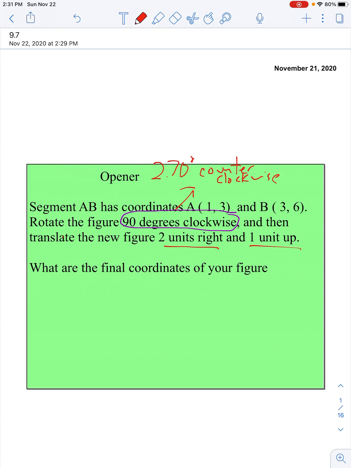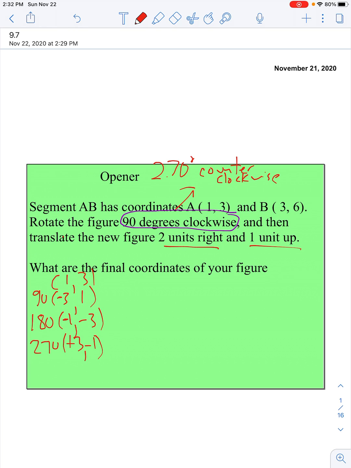So taking that point A, 270 degrees counterclockwise. We're starting with 1, 3. If I go 90 degrees, we flip it. Change the sign of my new X. Go another 90 degrees. We flip it. Change the sign of the new X. To go my 270 then, we'll flip it one more time. Change the sign of the new X.